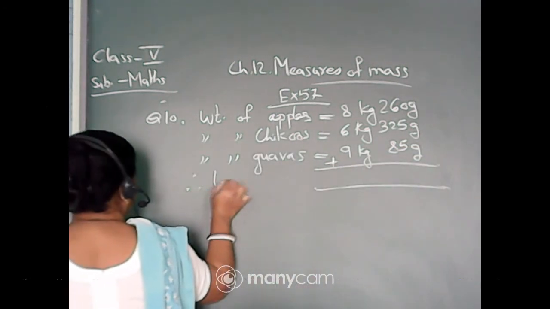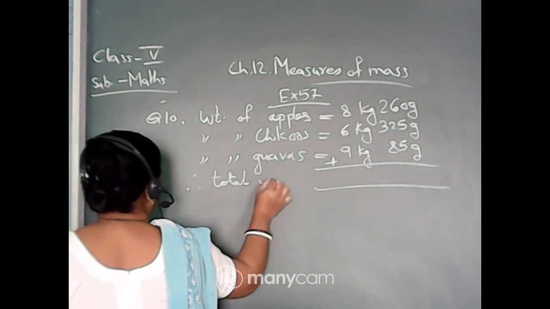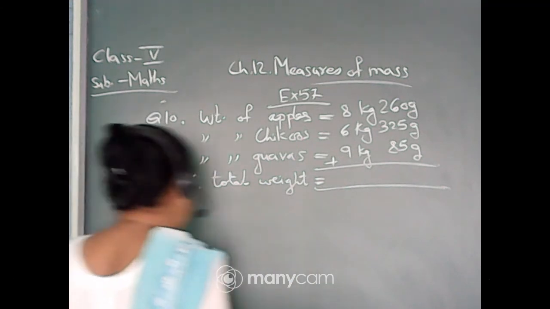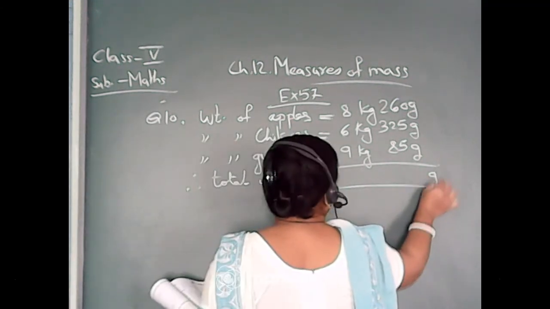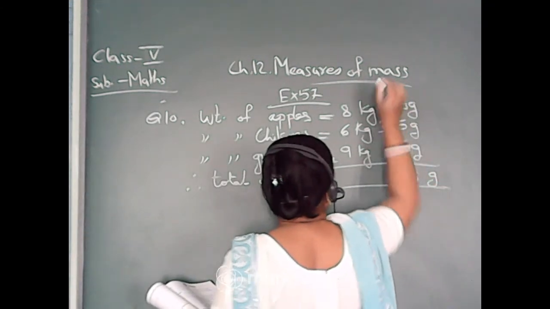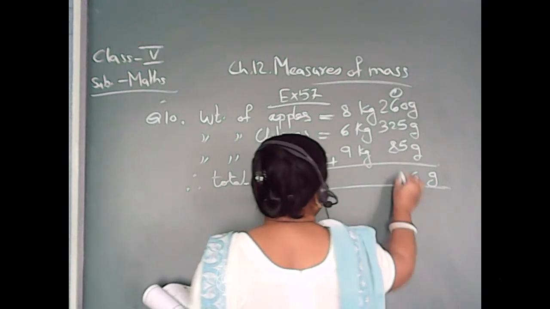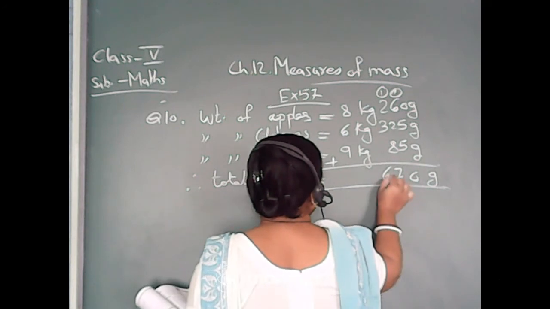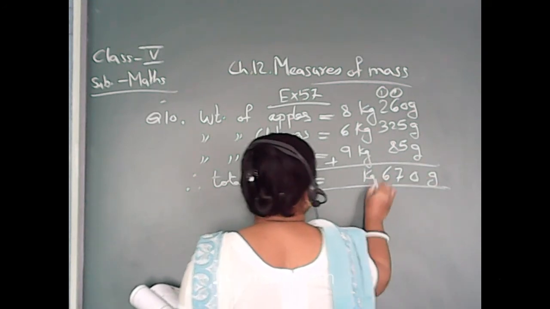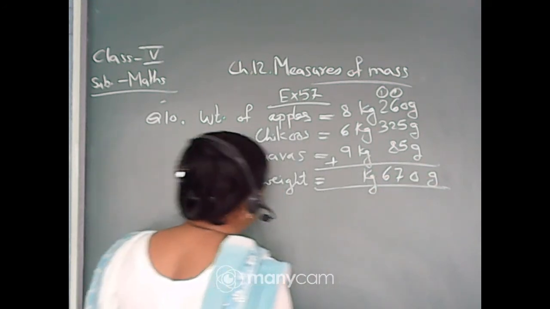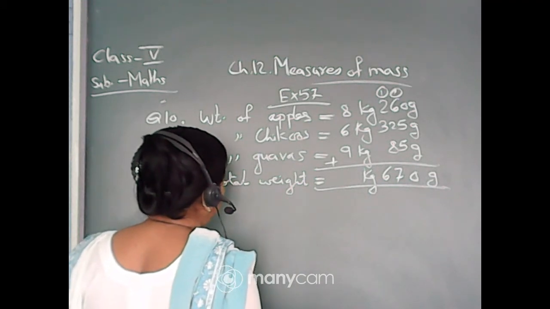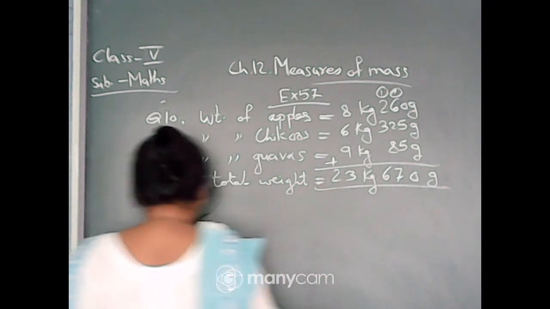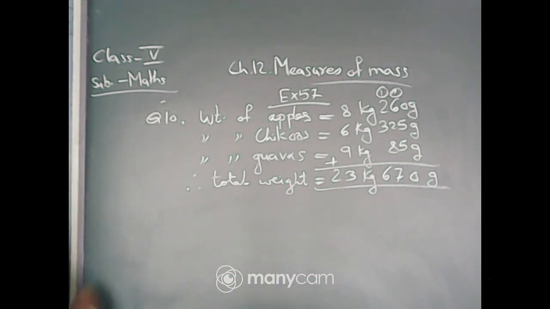Therefore, total weight is equal to, now add all this. 10 carry 1, 8, 10, 16, 17 carry 1, 3, 4, 5, 6. Now 670 gram, and on this side it will be 8, 16, 17, 18, 19, 20, 21, 22 and 23. That means 23 kg and 670 gram.